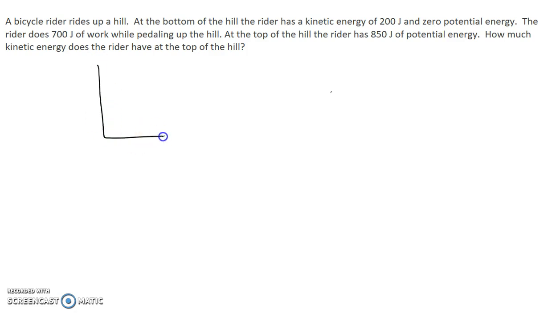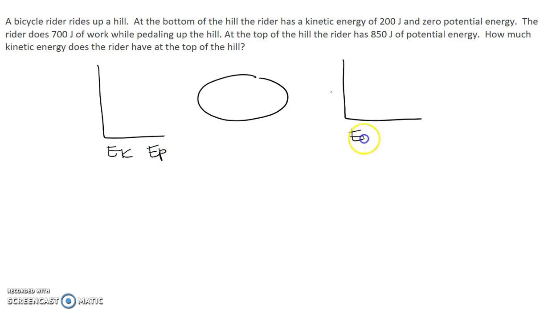I'm going to start by drawing an LOL diagram. I have information about kinetic and potential energy on each side. And the thing in the center here is my biker. So if we're going to place some bars on here, at the bottom of the hill, they have a kinetic energy of 200 and 0 potential. So I'm going to put an X here and I'll give kinetic energy a bar.